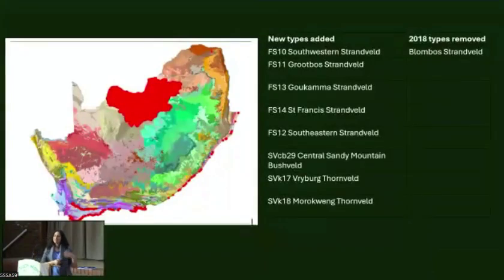So in terms of the classification, we've had quite a few new types added. There's 7 of them. 5 of them are from those new Strandveld types. And then the other 2 are coming from that northwest change. So they're mostly savanna types. And because of the changes along the Strandveld, the new Strandveld types basically overlapped with where we used to have something called Blondbos Strandveld. So that's no longer in the veg map. It's been updated with these more refined classifications.